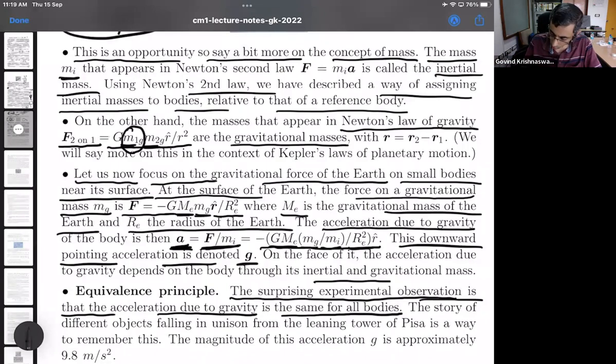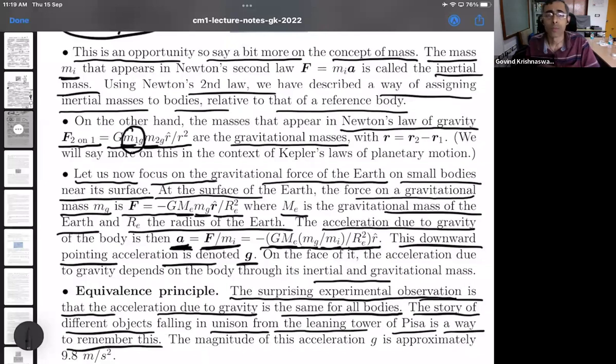The story of different objects falling in unison, that is at the same rate, the same manner, from the Leaning Tower of Pisa is a way to remember this. It's not clear that Galileo performed this experiment. Others have done it, but it's not clear that Galileo did. But anyway, he does describe it. He does mention this principle or this observation. There is no mention of the Leaning Tower of Pisa as far as his work is concerned.